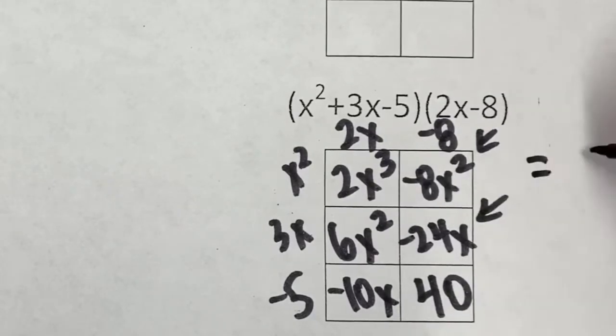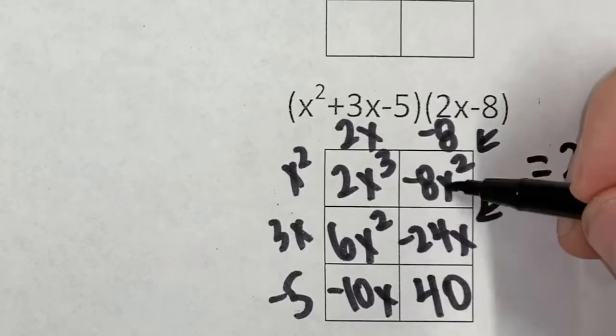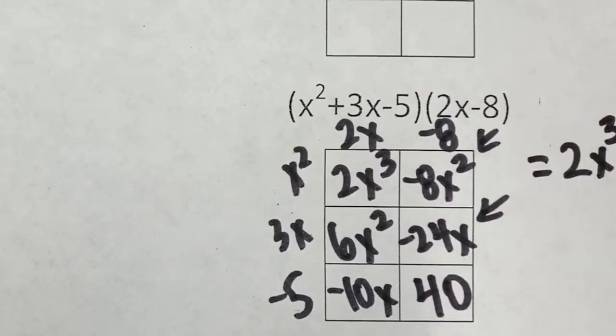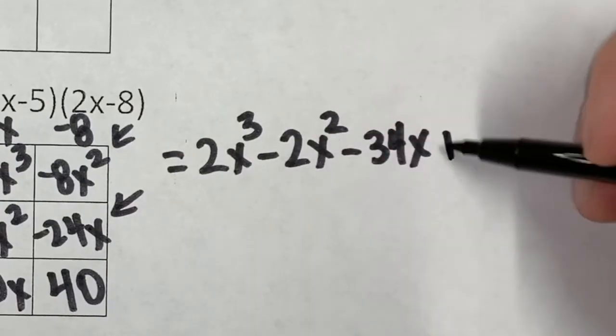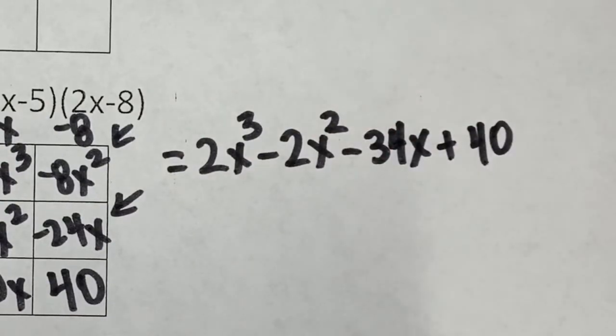So we have 2x to the third. Negative 8 and 6 would be negative 2x squared. Negative 24 and negative 10 would be negative 34x. And we have this plus 40 as well.